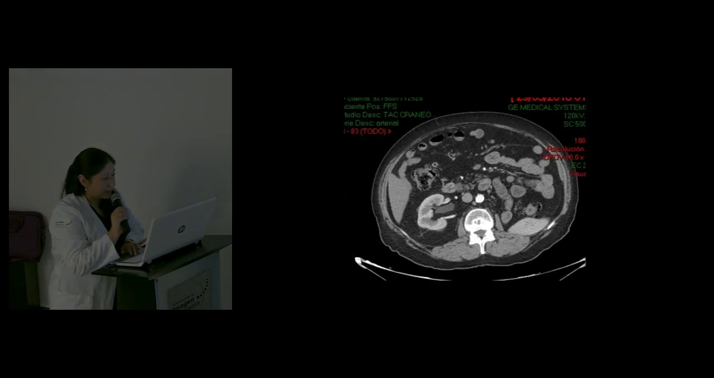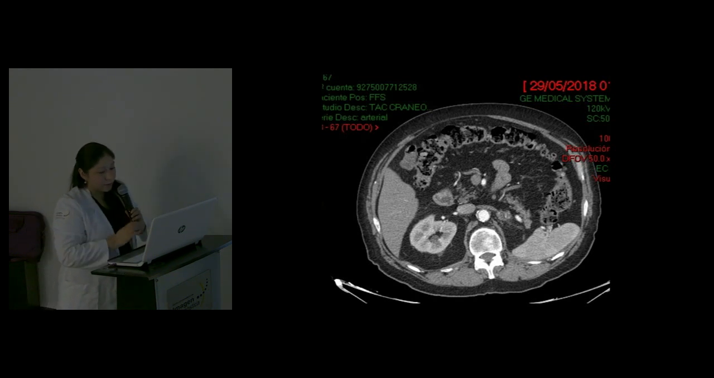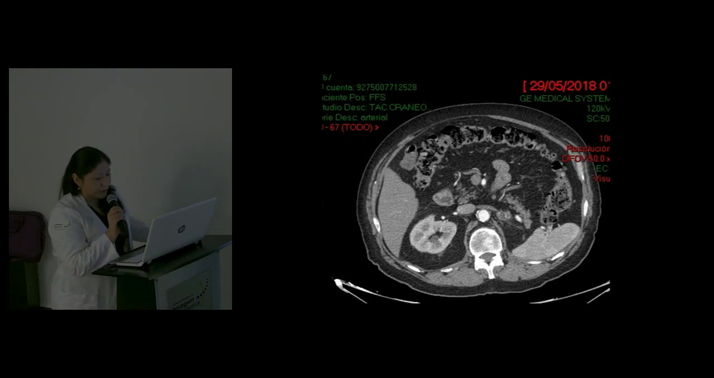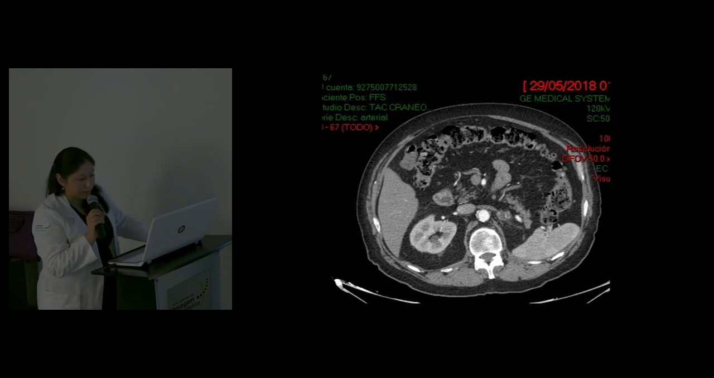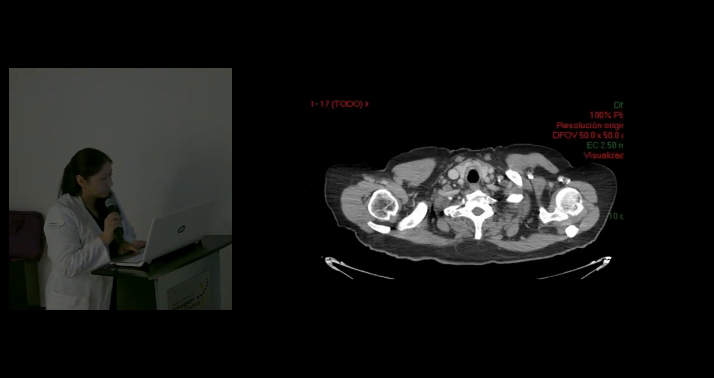In the lower slides, at the level of the kidneys, we can notice the surgical absence of the left kidney, and in its topography, we can see an irregular, ill-defined image with enhancement, with approximate measurements of 3 by 2 centimeters, that is compatible with a tumor recurrence. So our first finding is a tumor recurrence.